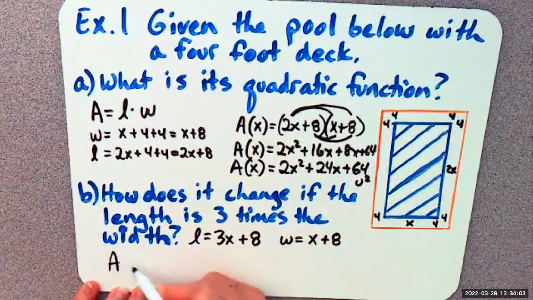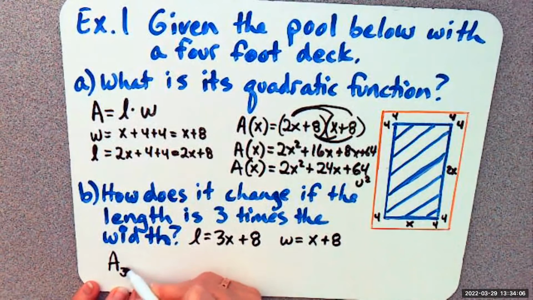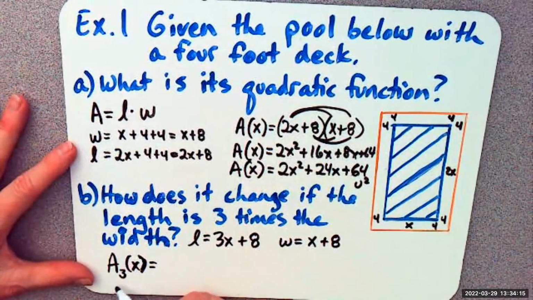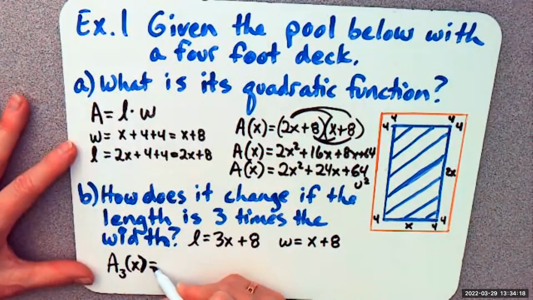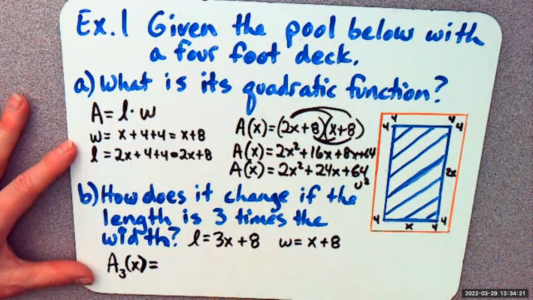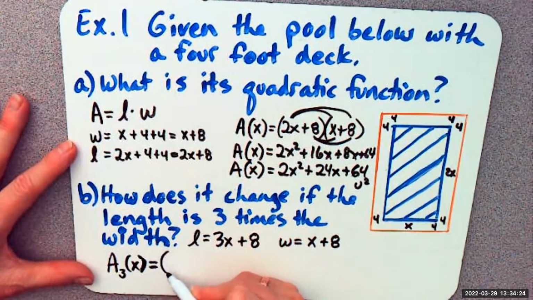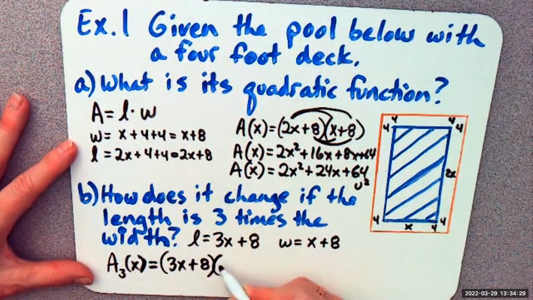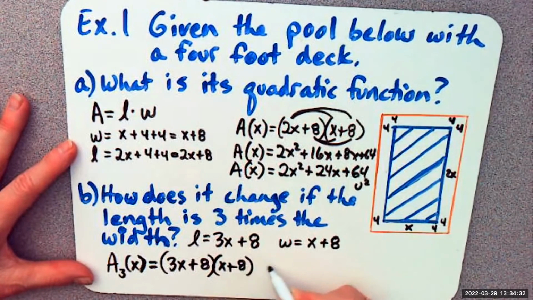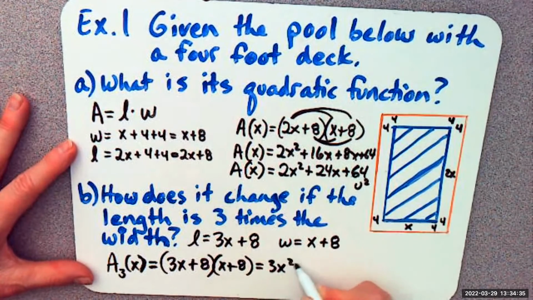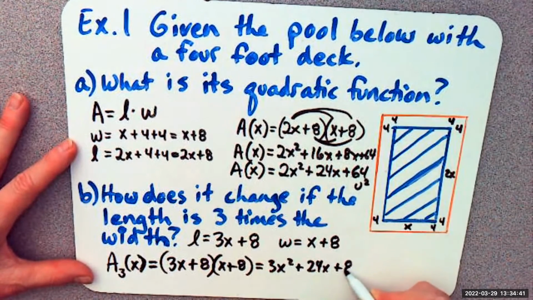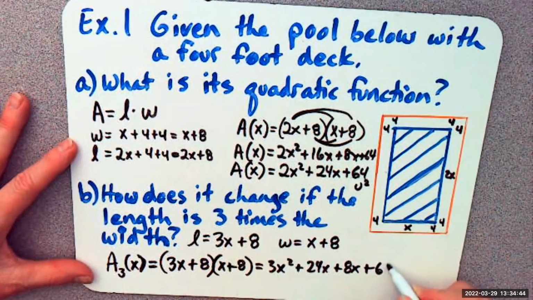Okay, so let's call this A sub 3 of x for the 3 times the width. So it's different than this A of x. This subscript is just a name. It doesn't do anything mathematically except represent a different area. So then we have 3x plus 8 and x plus 8. So we're going to FOIL this. We get 3x squared plus 24x plus 8x plus 64.